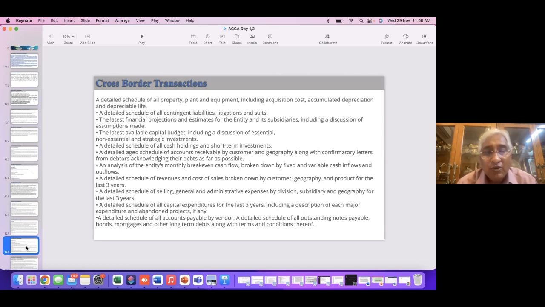A detailed schedule of all capital expenditure for again the last 3 years, including description of each major expenditure and abandoned projects, etc., if any, that also has to be maintained. A detailed schedule of all accounts payable by vendor, a detailed schedule of all outstanding payables, bonds, mortgages, and other long-term debts, along with terms and conditions thereof.